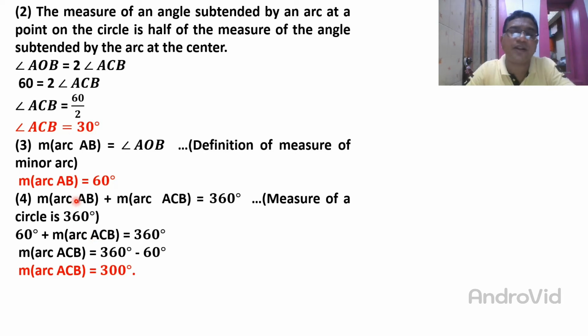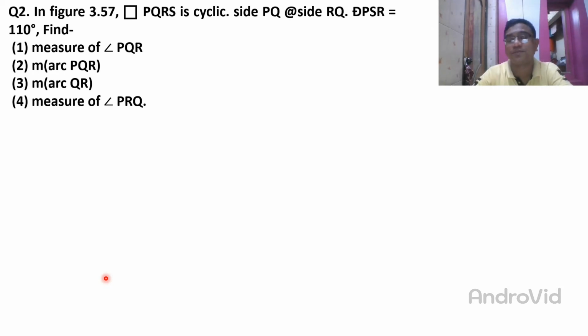Do you understand how you can find it? See, major arc AB plus major arc ACB, then the total circle is completed. So the angular measure of the circle is 360 degrees. Major arc AB is 60 degrees, so I write here 60 degrees plus major arc ACB is equal to 360 degrees. 60 degrees is positive, it goes across as negative. So major arc ACB is equal to 360 degrees minus 60 degrees, so major arc ACB is equal to 300 degrees. In such a way we have completed this problem.